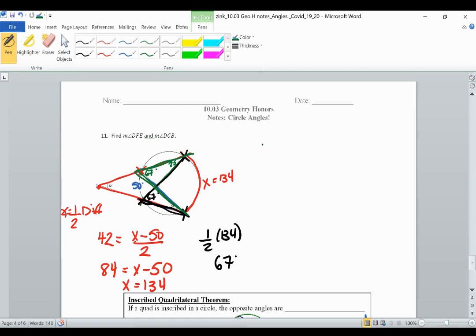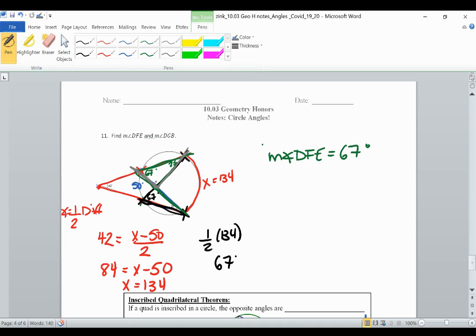All right, let's see what we found and what we still need to find. DFE is this black angle right here. We have now found that the measure of DFE is 67 degrees. DGB is this gray angle right here, and I've not found that yet.